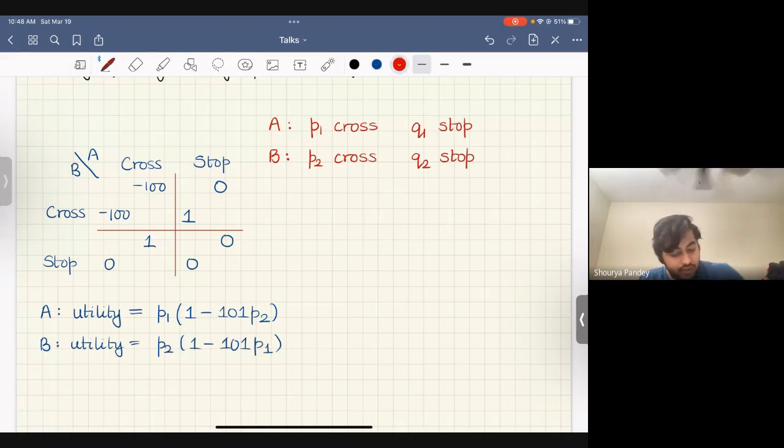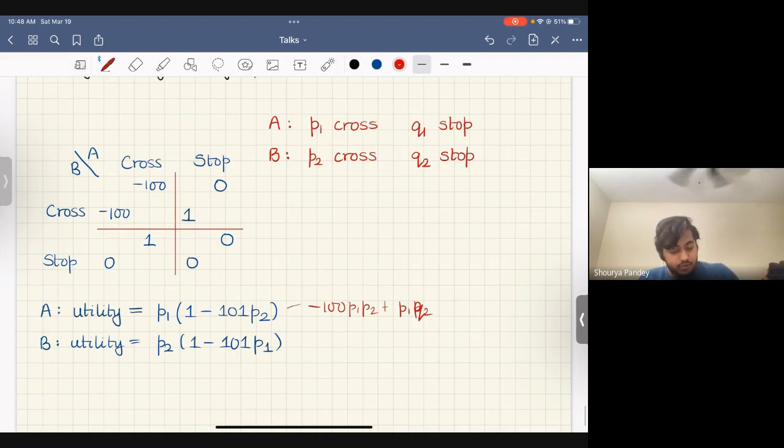You can work it out. Basically it's minus 100 times P1 P2 plus P1 times Q2, that is, 1 minus P2. That's it, right? And so this is equal to this. Good.